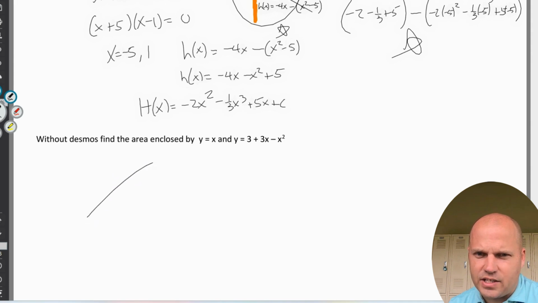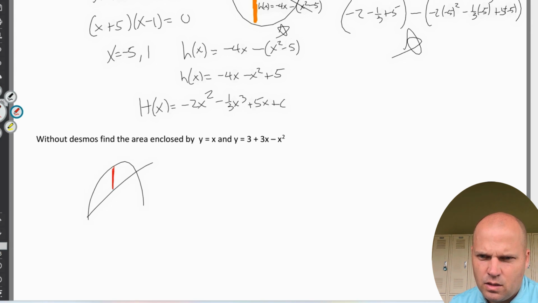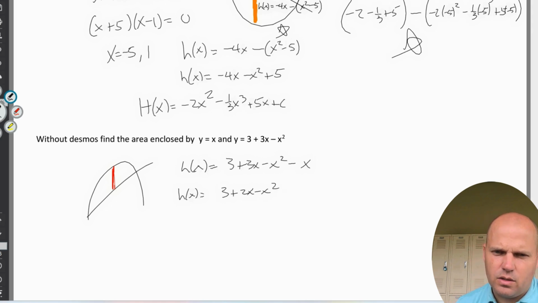This one, y equals x and y equals negative x squared, it's going to look something like that. We can see that the top is the quadratic, and the bottom is the x. So h of x equals 3 plus 2x minus x squared. Okay, cool.